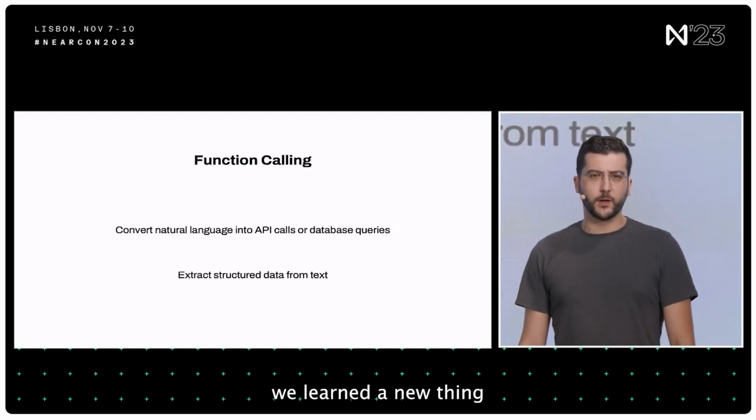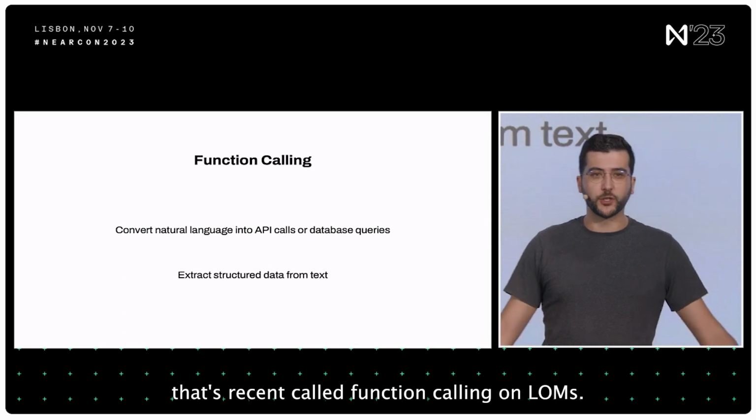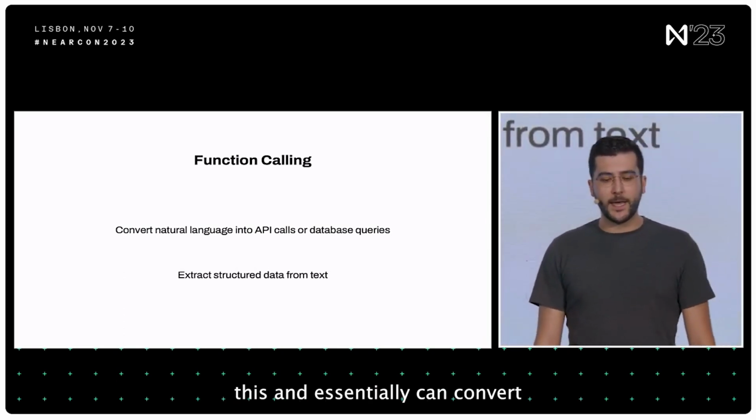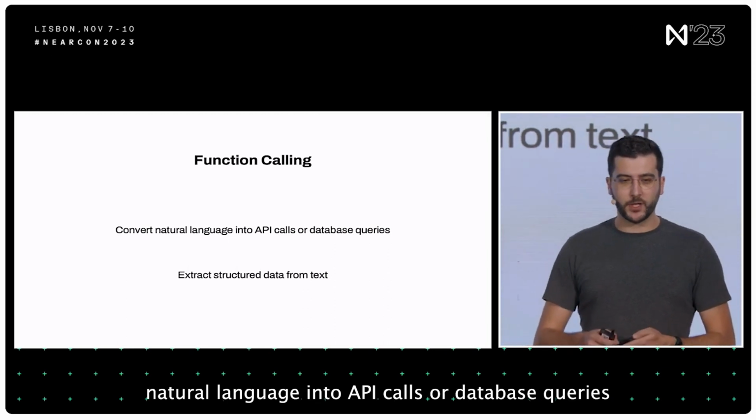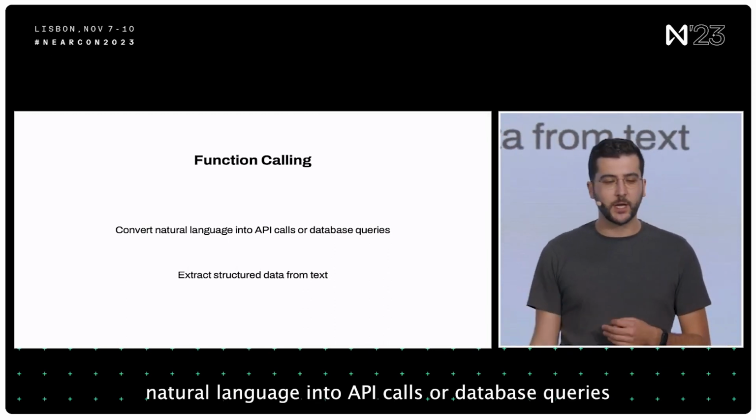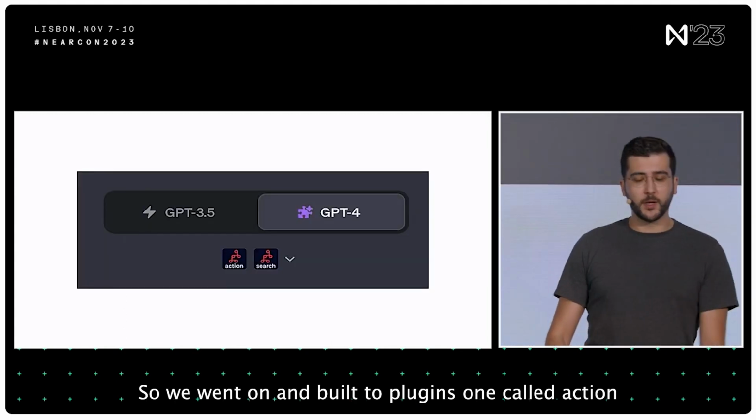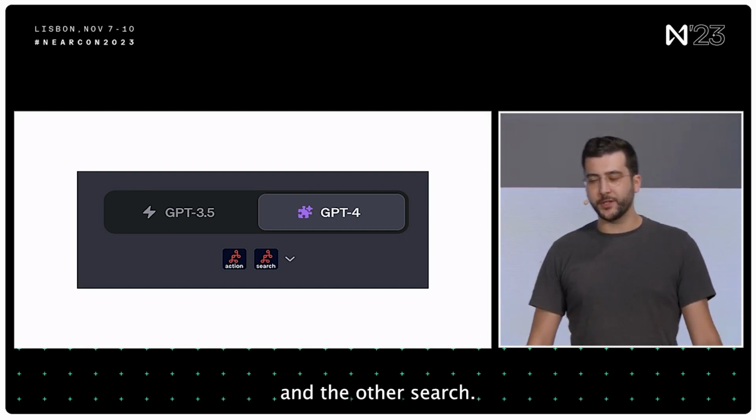We learned a new thing that's quite recent called function calling on LLMs. ChatGPT, for example, supports this. Essentially, you can convert natural language into API calls or database queries, or even extract structured data from text. So we went on and built two plugins, one called Action and the other Search.